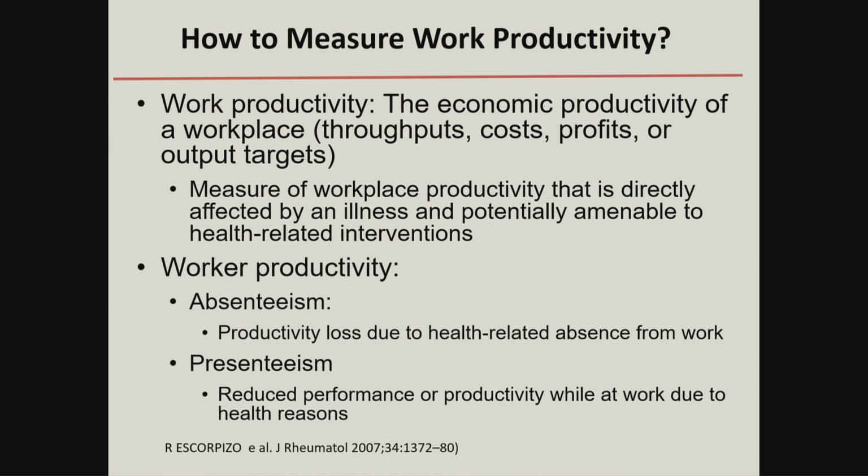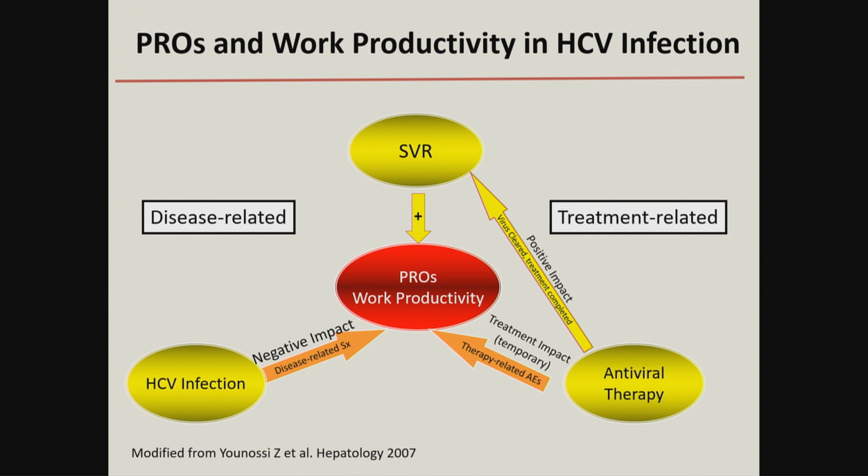Now, work productivity can be divided in two different categories. Absenteeism is really related to the absence at work, related to health-related issues, and then presenteeism means they really have reduced performance. So that means that you're at work but you're not performing optimally. And presenteeism and absenteeism are the two measures of work productivity that have been traditionally measured.